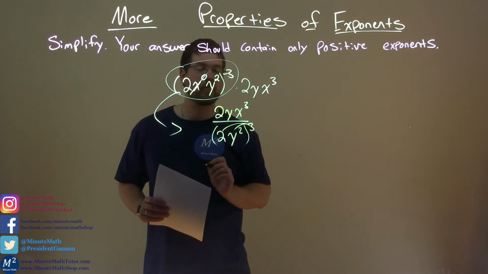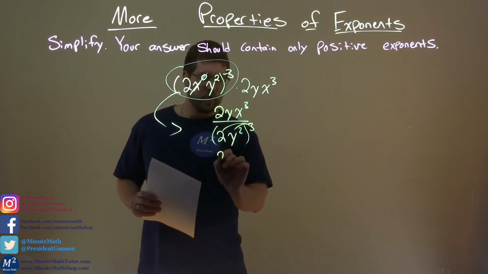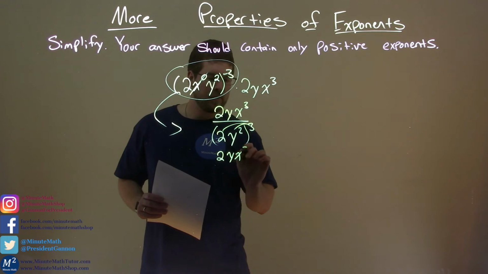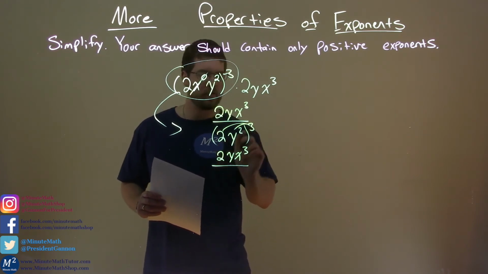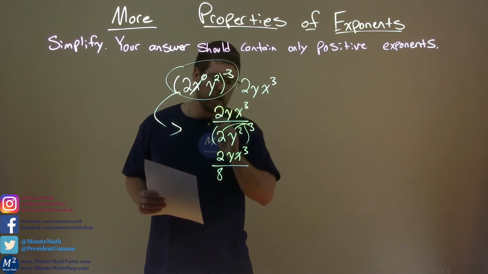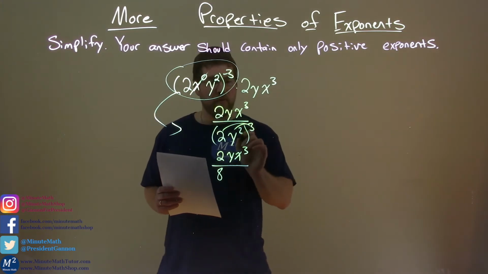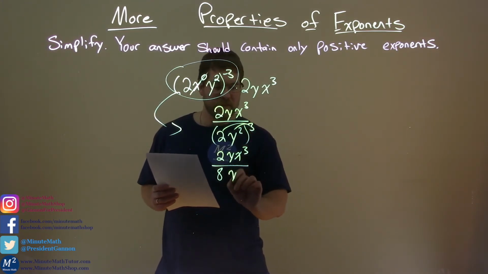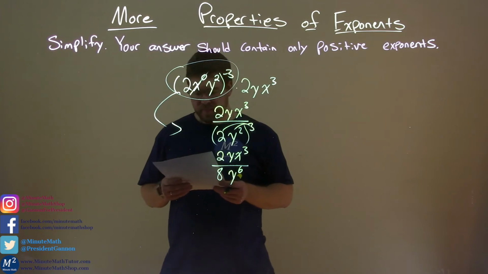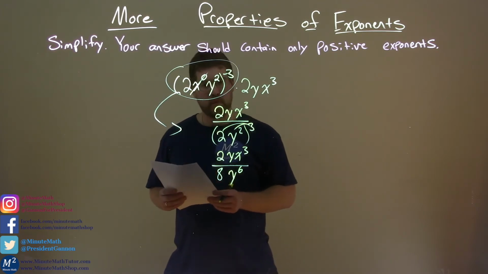3 can go to both parts here. Well, numerator stays the same, 2y x to the 3rd. Denominator, 2 to the 3rd power is 8. Y squared to the 3rd power, we multiply the exponents. That's a y to the 6th power. Okay? And now we need to simplify a little more.